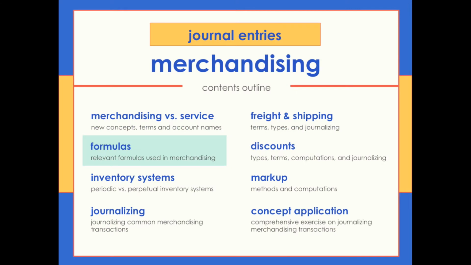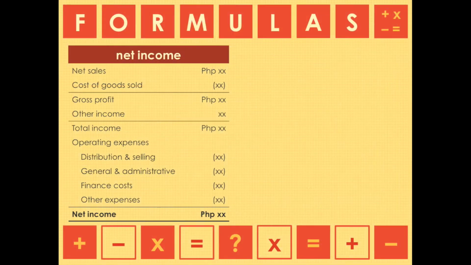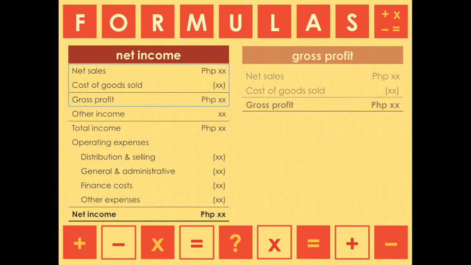Now we'll talk about the formulas commonly used in merchandising. First, we have net income. We know that the general formula for net income is basically the total income less total expenses. For merchandising businesses, the main source of income is the sale of goods, which is why we have a separate section to present this. This section presents the gross profit of the company, which is computed as net sales less the cost of goods sold.